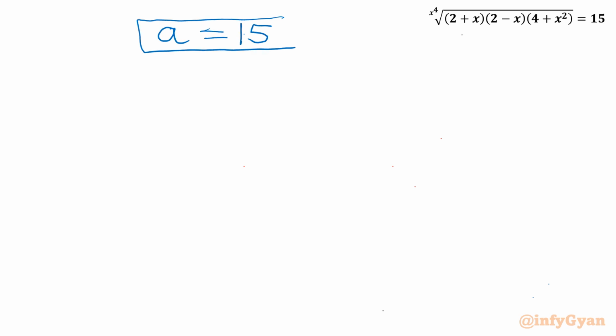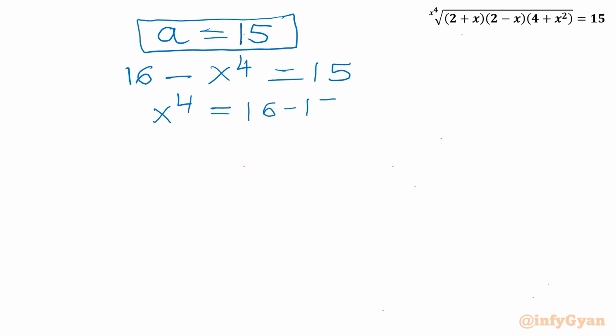Now a was our substitution. It was 16 minus x to the power 4 equal to 15. Now after rearranging terms, I can write x to the power 4 will be 16 minus 15, which is 1. Now I can write all the terms on one side. So I can write x to the power 4 minus 1 equal to 0.